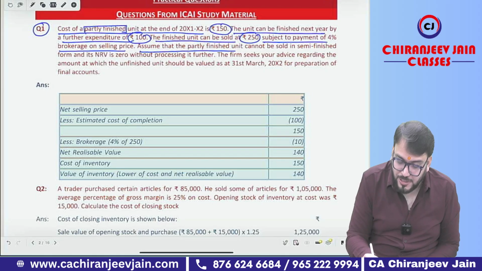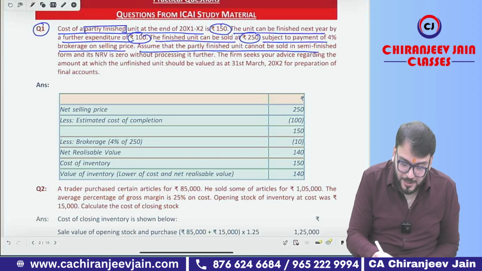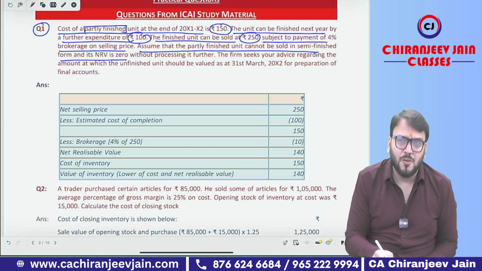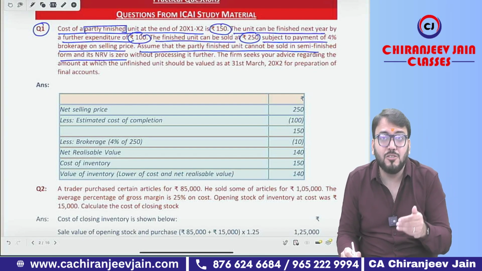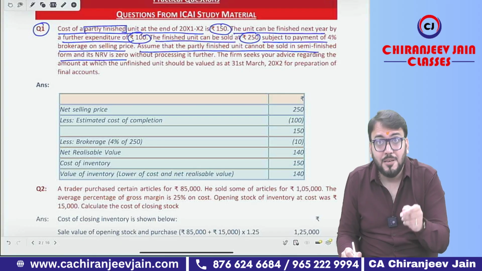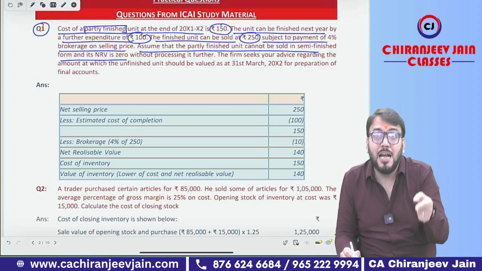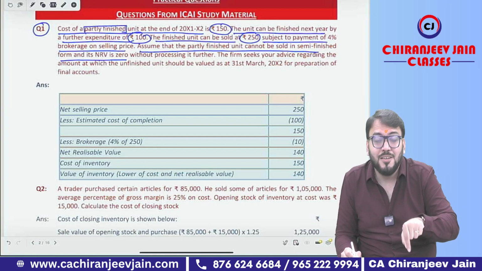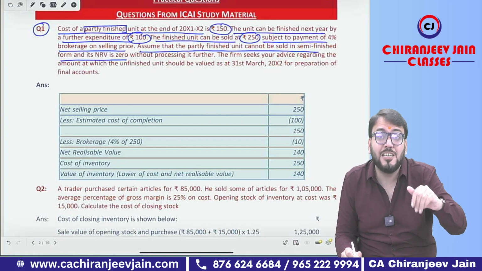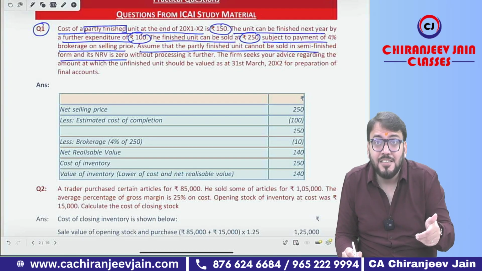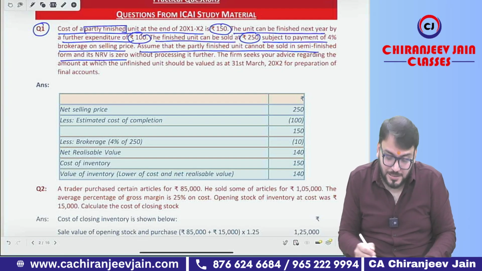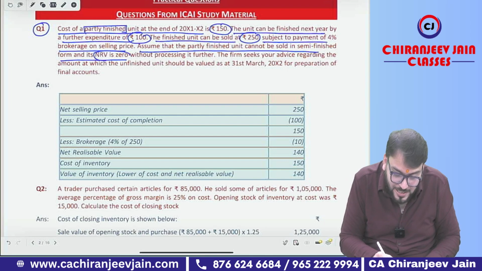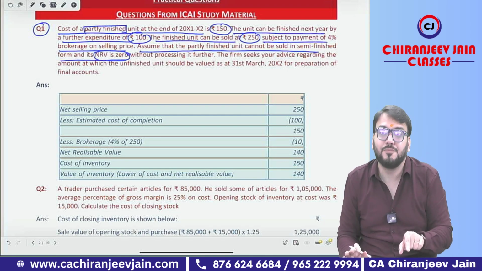Assume that the partly finished unit cannot be sold in semi-finished form and its NRV is 0. Of course, NRV will be 0 because we cannot sell WIP. But now they are confusing you. NRV of WIP is 0 because we cannot sell it in semi-finished condition. And this is the point where you will be confused. You will see NRV 0, but NRV is not 0. You need to find out.